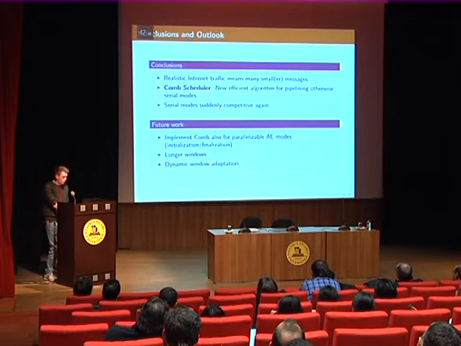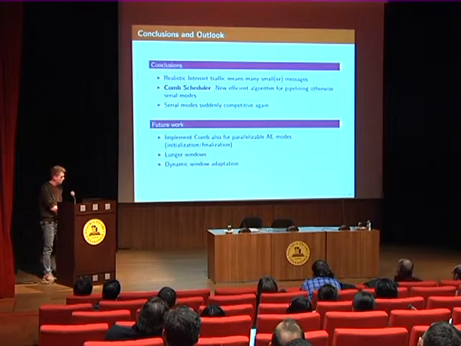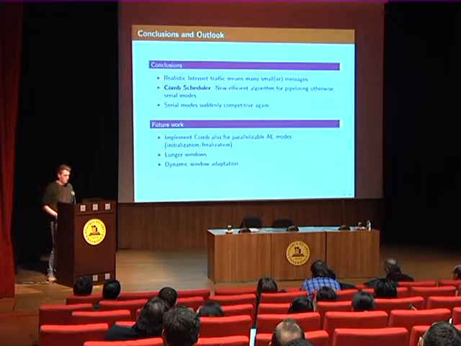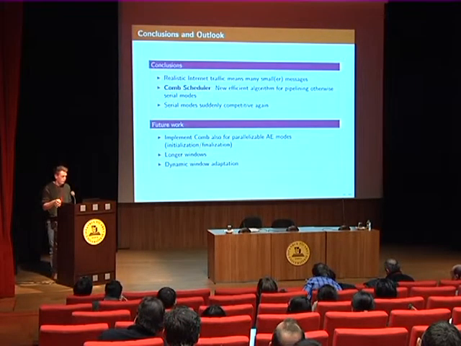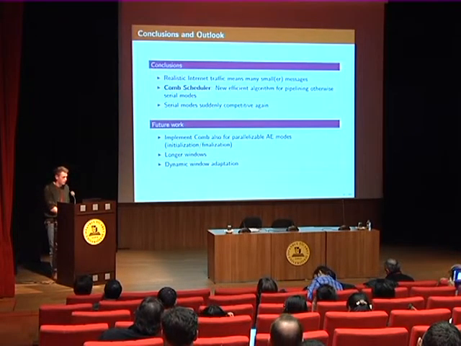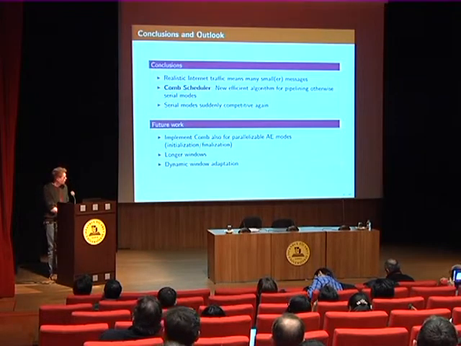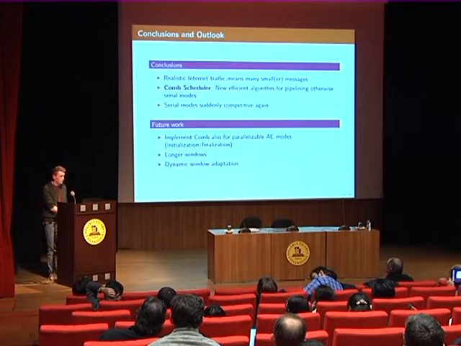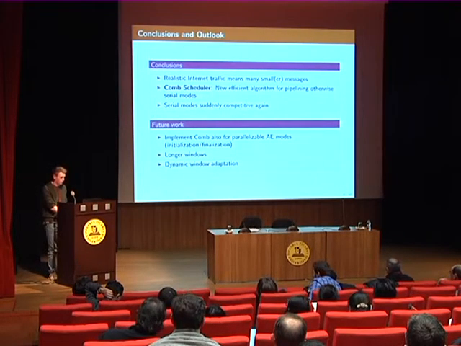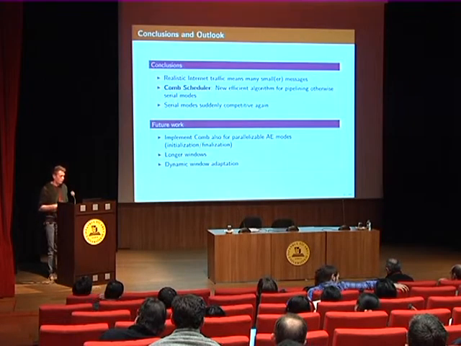Some of the future work that might be interesting would be to implement this comb scheduling for parallelizable authenticated encryption modes. These are modes that typically have some sort of serial processing to them, especially in the initialization and tag generation. We believe that for very short messages, the comb scheduling might be able to improve performance in this case. Also, looking at longer windows or dynamically adapting window sizes might be interesting, especially in, for example, web server applications where the load is typically not the same at all times of the day.